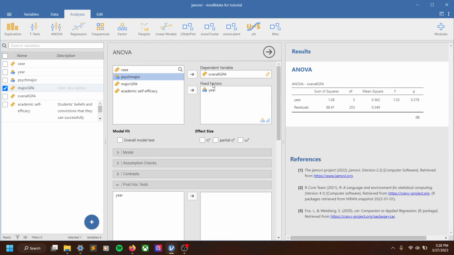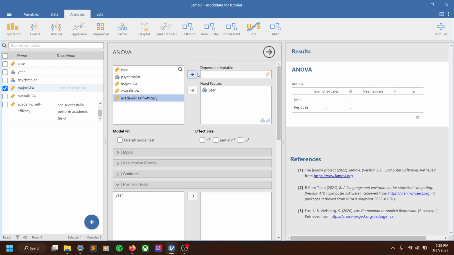So for the sake of our example, if we want to see a significant F-test, I added some data about academic self-efficacy. So these are students' beliefs and convictions that they can successfully perform academic tasks. So if someone's really high in academic self-efficacy, they feel this sense of conviction that they can essentially do what they need to do when it comes to academics. Someone low in that doesn't feel like they can. And so let's look at that across years.